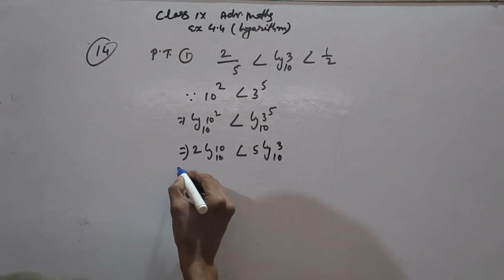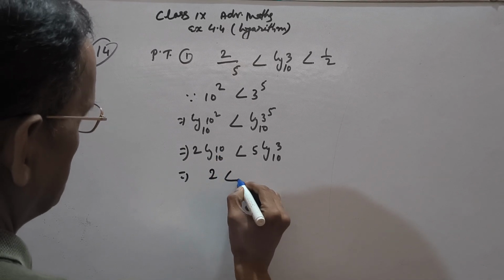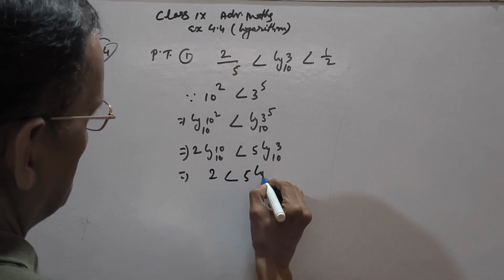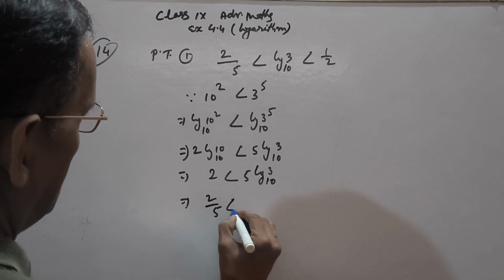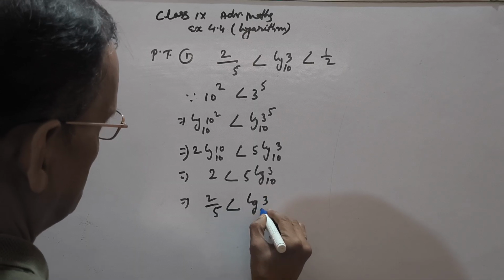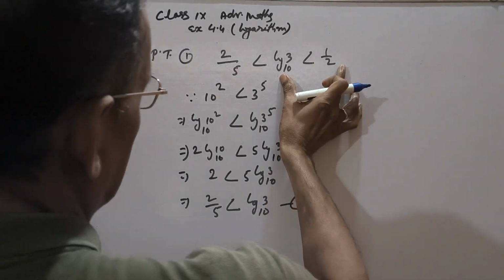Formula. Obviously, log 10 to the base 10 is 1, so 2 into 1, 2, is less than 5 into log 3 to the base 10. So 2 by 5 is less than log 3 to the base 10. This is equation 1.